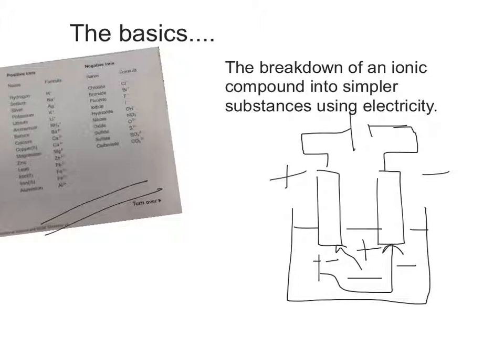In ionic compounds, the metal ions are positive and the non-metal ions are negative. There is one non-metal ion that is also positive, and that's the hydrogen ion. This becomes important when you are doing electrolysis using solutions rather than molten ionic substances.